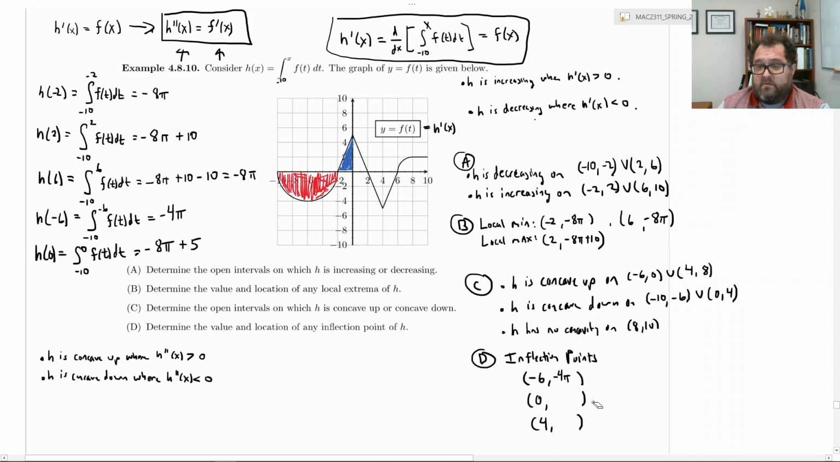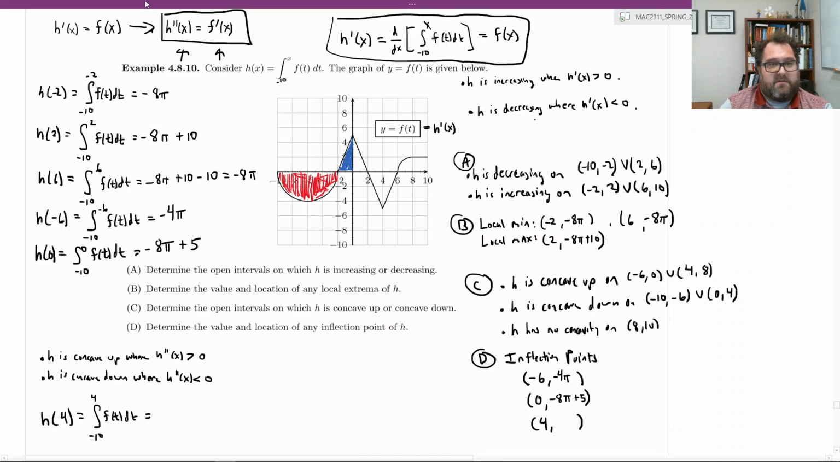So that's our y value. We have an inflection point at 0, comma, negative 8 pi plus 5. Okay? And then lastly, we do the same thing with the 4. And let's see here. I guess I'll have to go down here to the bottom left. H of 4 means we take the accumulated area from negative 10 to 4 of f of t dt.